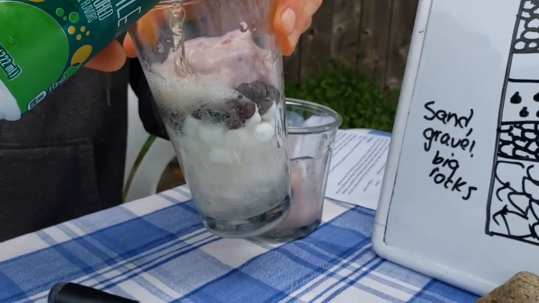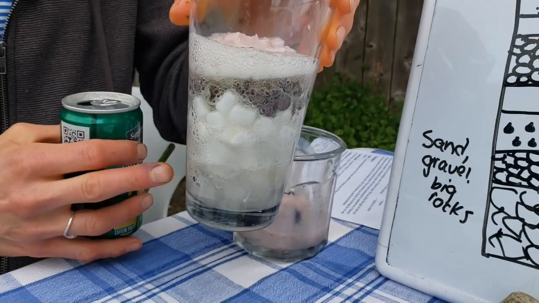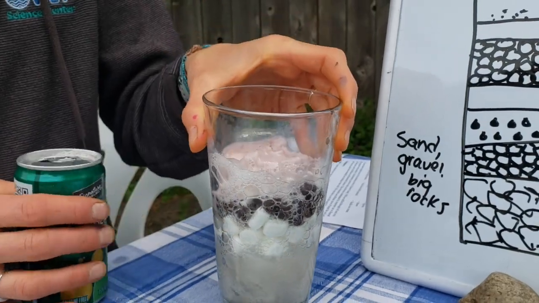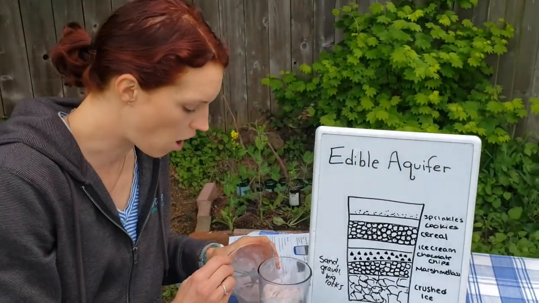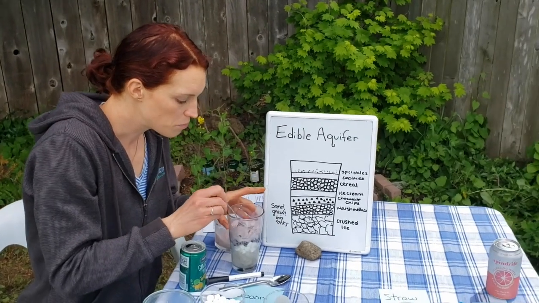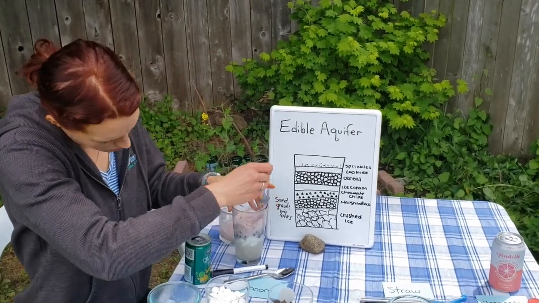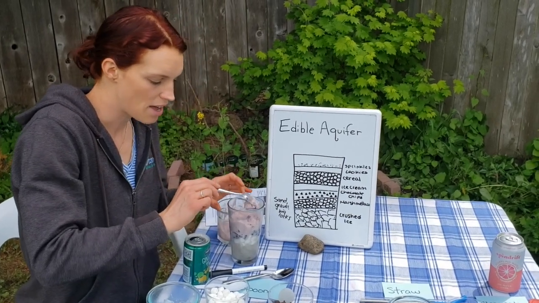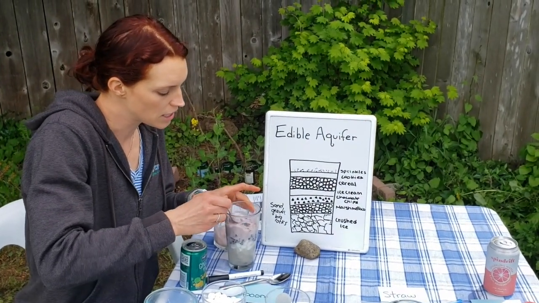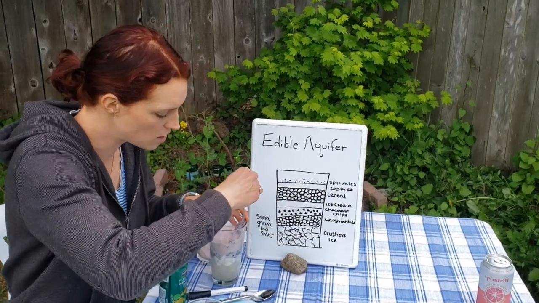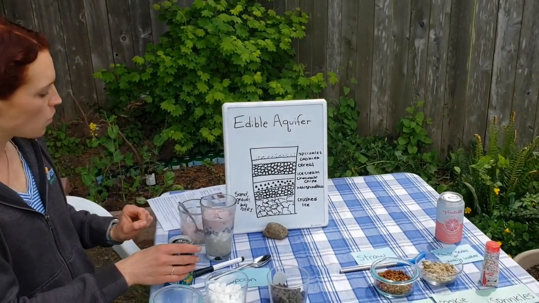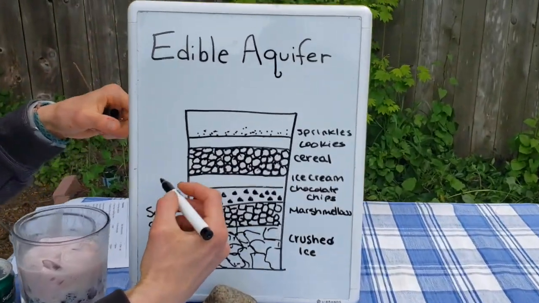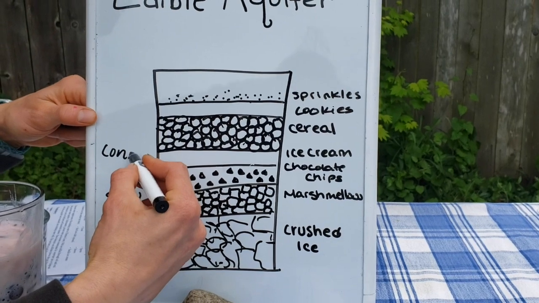I'm going to add it in, and it's going to slowly start to fill up those different gaps. Just like underground, there's sand, gravel, rocks, and water is in between all of it. Then I'm going to finish putting my layer up here, sealing the edge as best I can, because as a confined layer, liquids can't easily get into it. And now we're going to have maybe some more. So ice cream will be the confining layer.